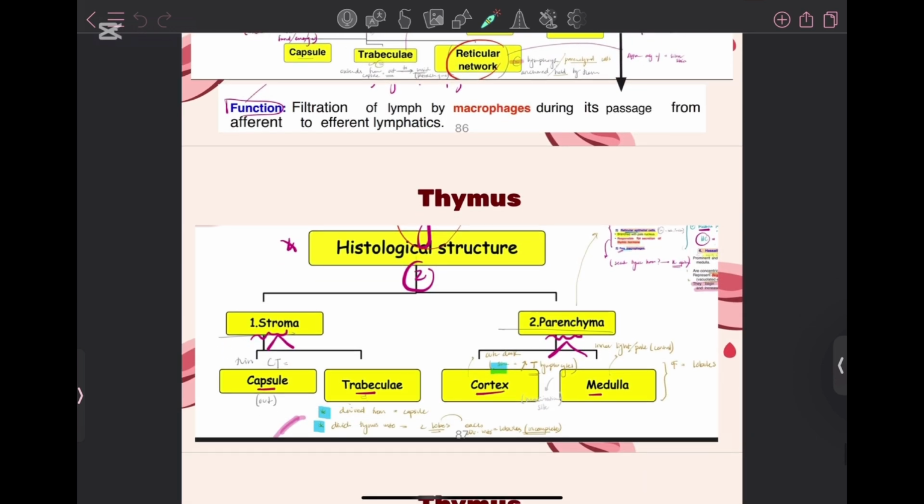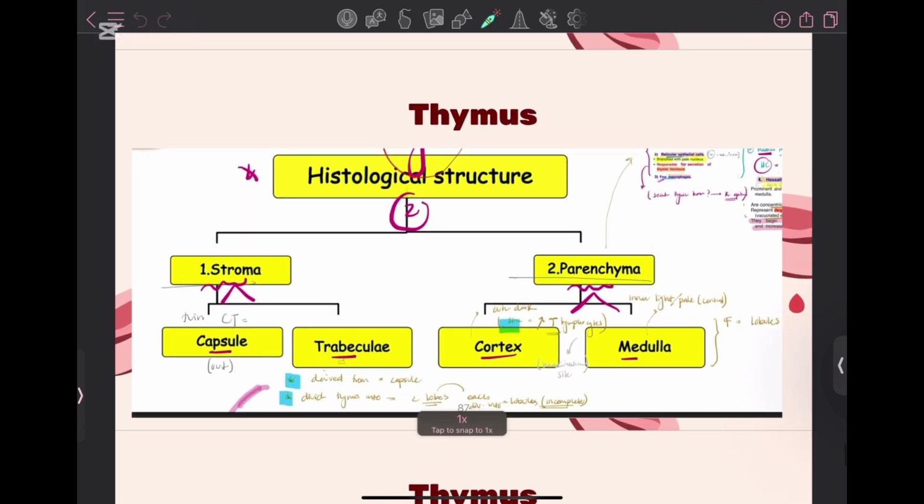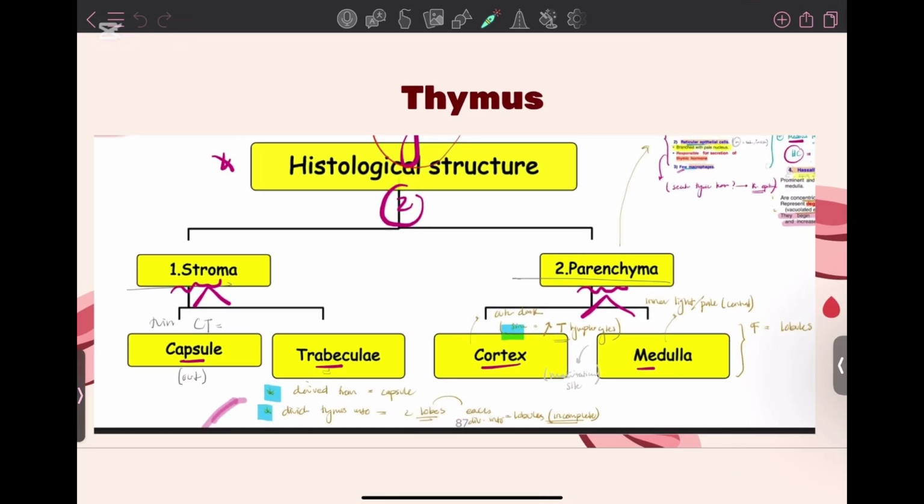Okay, now we're done with the lymph nodes. Thymus is also easy. What you need to know is, again, the stroma has, as usual, a capsule and trabecula. Over here the trabecula is derived from the capsule. It's extending from the capsule, and it's the one responsible for dividing the thymus into two lobes. However, you need to know that these two lobes are incomplete. Each involves incomplete lobules.